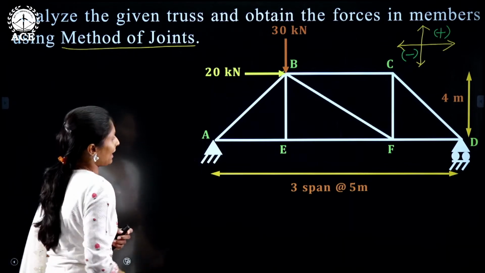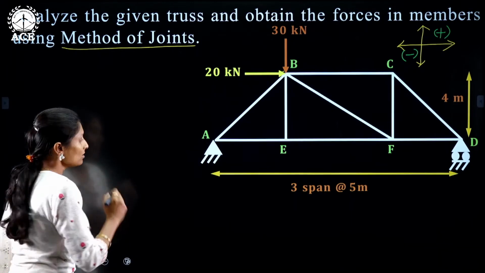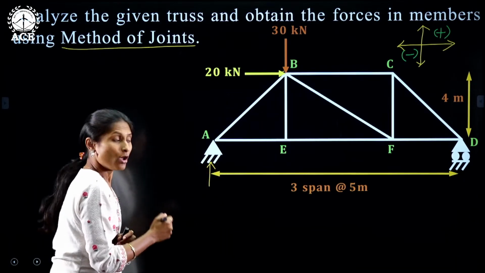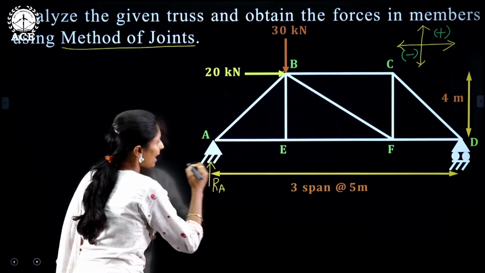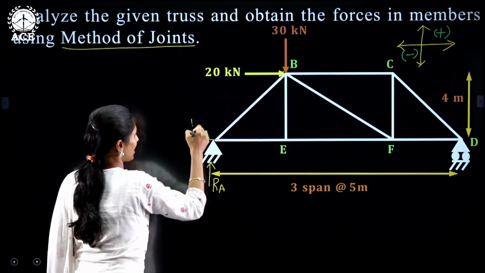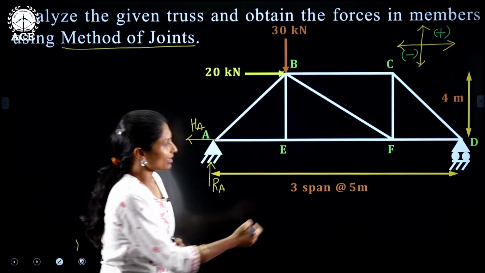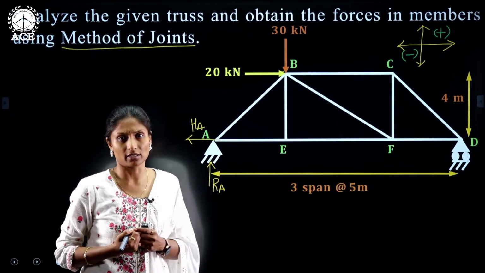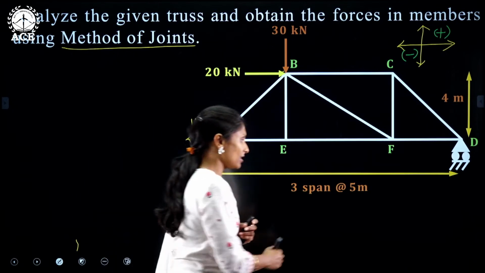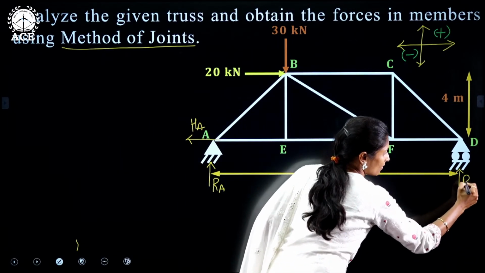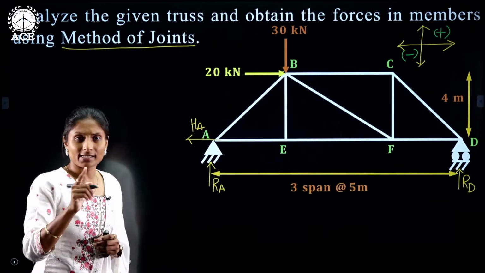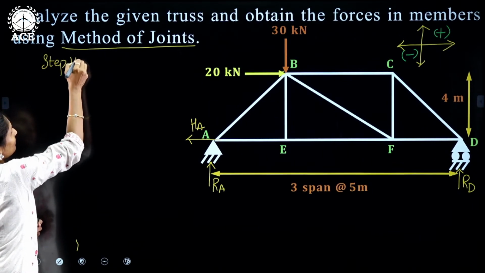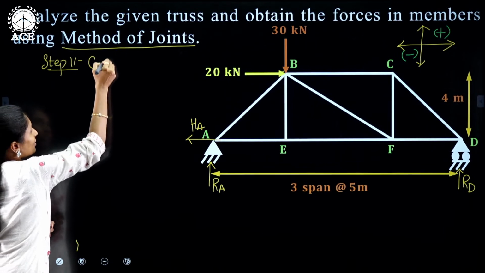We all know that at A there is a hinged support, right? At a hinged support there will be two reactions: one is a vertical reaction RA and the second is a horizontal reaction HA. Similarly, at D there is a roller support. It is a horizontal roller, so we will have only one reaction at D. That reaction is RD. So what is our first step? Our first step is to calculate the reactions.